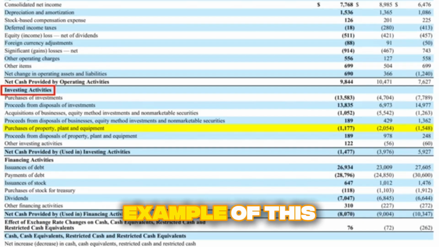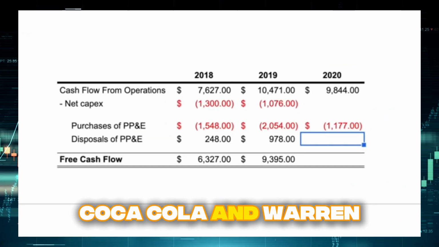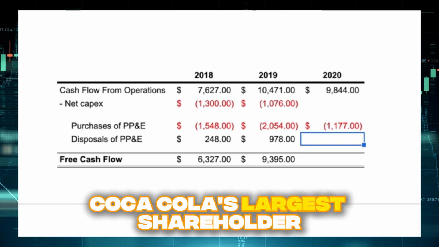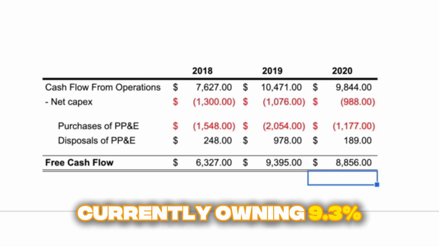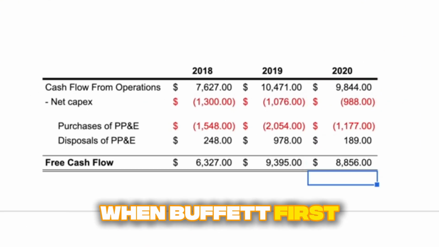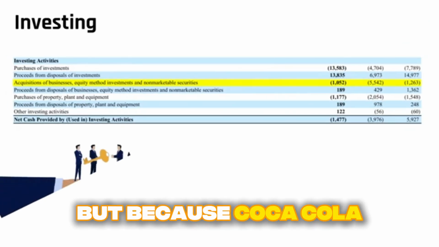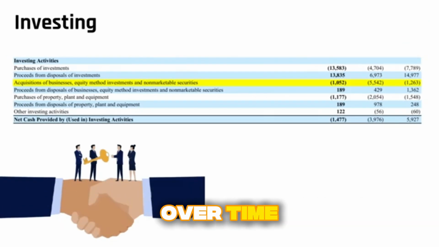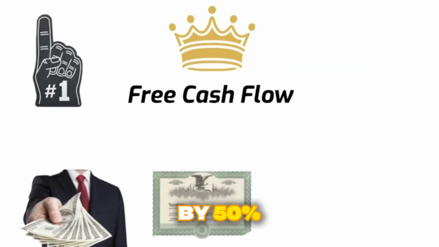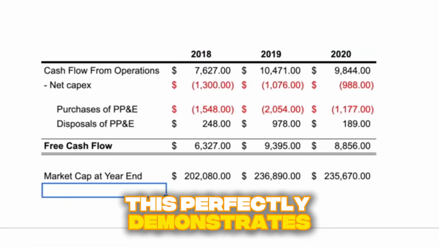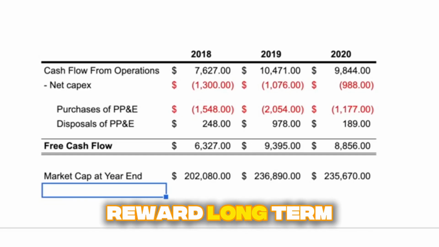A real-world example of this power is seen with Coca-Cola and Warren Buffett. Buffett's company, Berkshire Hathaway, is Coca-Cola's largest shareholder, currently owning 9.3% of the company. When Buffett first invested, his stake was just 6.2%. But because Coca-Cola has repurchased shares over time, his ownership increased by 50% without him buying a single additional share. This perfectly demonstrates how share repurchases reward long-term investors.